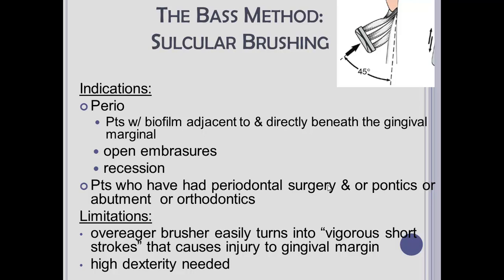It's also called the sulcular brushing, and this is indicated for perio patients. So this is basically if a patient has high dexterity in a perio condition, this may be ideal. So this is when patients have biofilm adjacent to the gingival margin or beneath the gingival margin, or open embrasures or recession. Okay, patients who have had perio surgery and or pontics or abutments or ortho. You want to be very careful when you're recommending this to patients that are aggressive brushers. They can easily cause trauma with this.